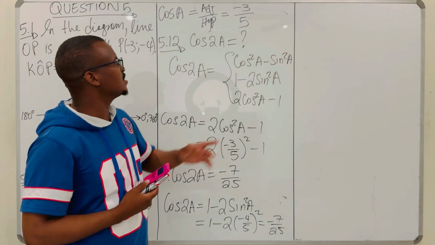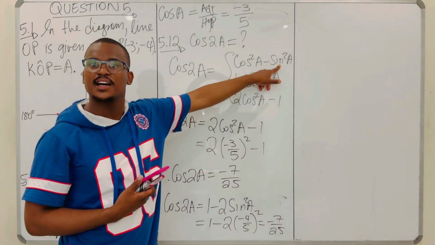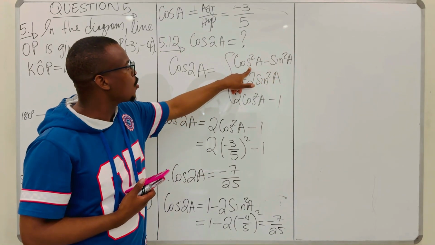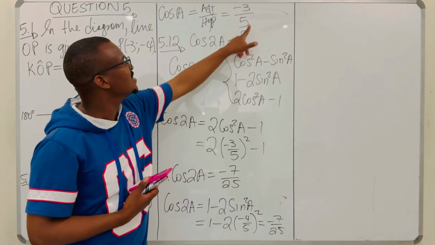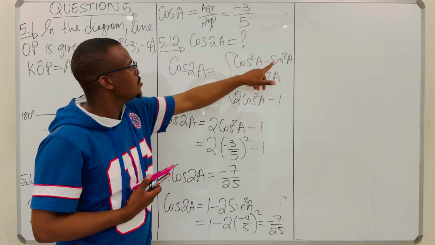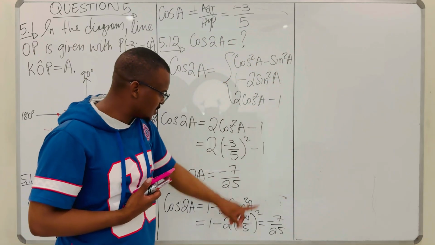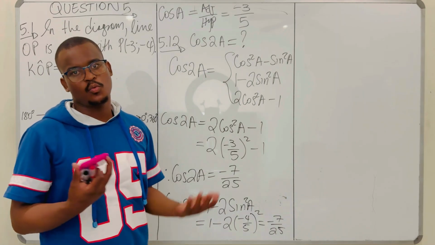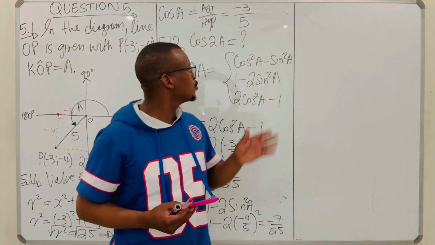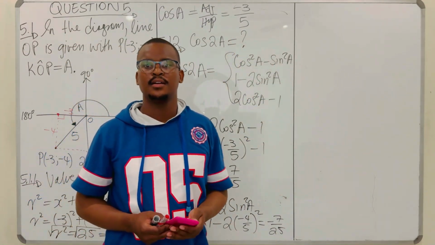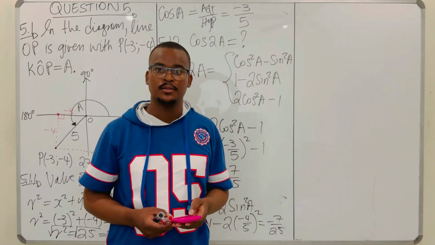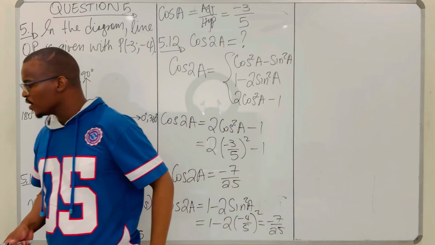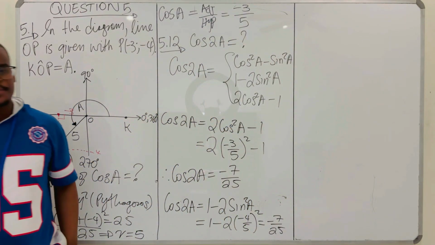You could have used this one as well. You can do it yourself: your cos A is equal to this, and you square it, and your sine A is equal to this, and you square it. It should come out to that. So it should work in any way. Any of those identities work the same way. So we're done with 5.1.2.